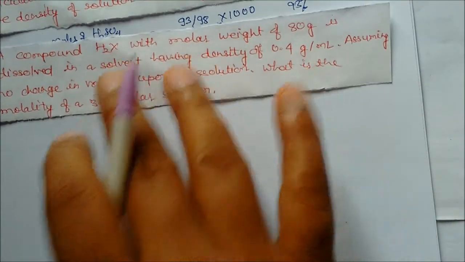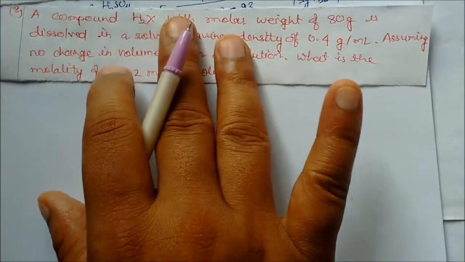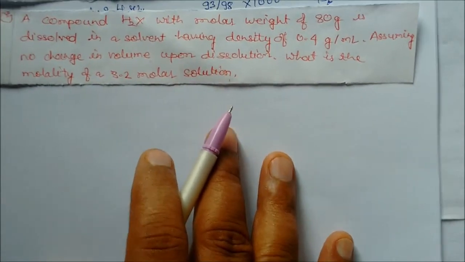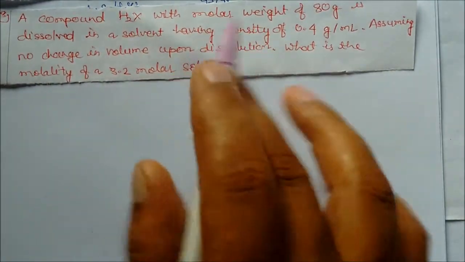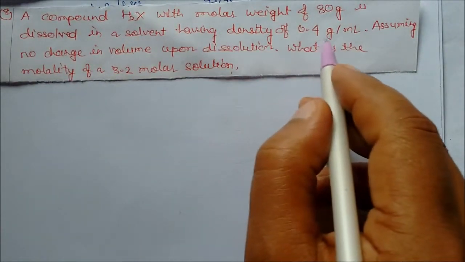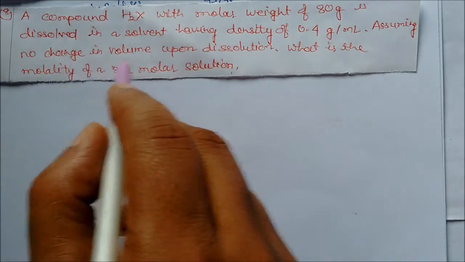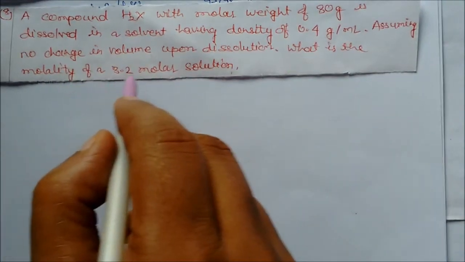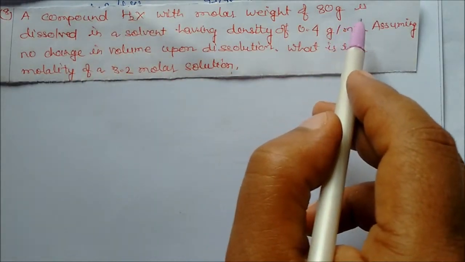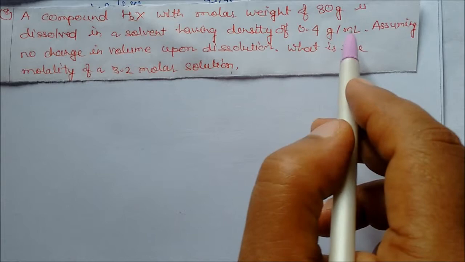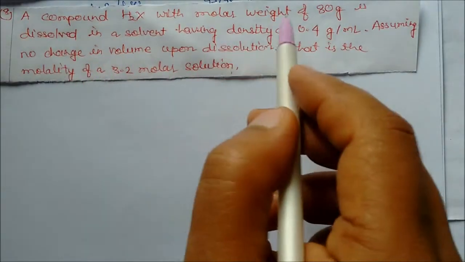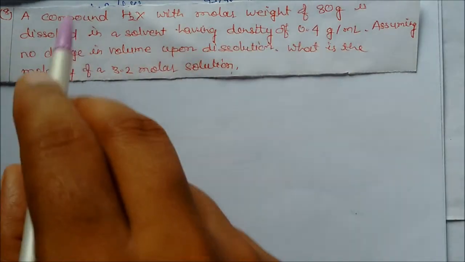So now next is a compound. So a compound H2X with molar weight 80 gram is dissolved in a solvent having density of 0.4 gram per ml. Assuming no change in volume upon dissolution, what is the molarity of a 3.2 molar solution? So this is the compound molar mass they have given, and after dissolving the density becomes this much, and again there is no change of volume upon dissolution. So even after mixing this compound there is no change of volume.